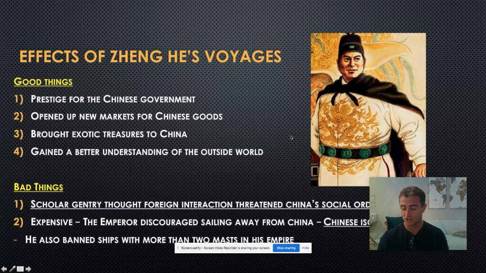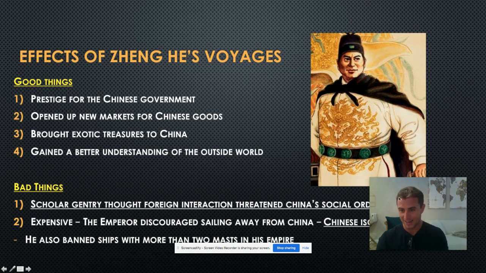And in the short term, that's going to be immensely successful. These large Chinese ships are going to arrive. People are saying, wow, look how powerful China is, the Ming Dynasty is. We want to be able to trade with China. And so it's going to open up new markets for Chinese goods. Zhang He's going to bring back all of these exotic treasures, like exotic animals, like the giraffe, very famously, back to China. And China's going to get a better understanding of the outside world.